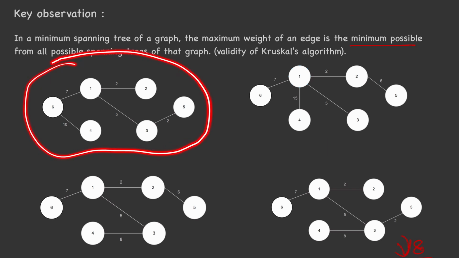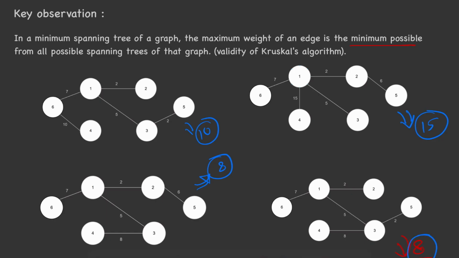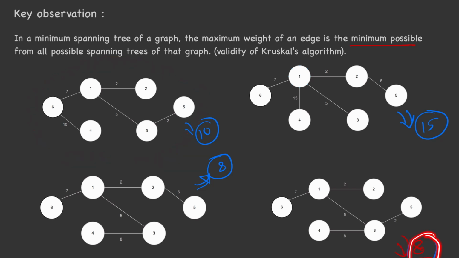See, so for this particular spanning tree, the maximum weight of an edge is 10. Let me write that as well. Maximum weight of an edge is 10. Here maximum weight of an edge is 15. Here maximum weight of an edge is also 8. And here the maximum weight of an edge is 8. Among all these values, 8 is the minimum, right? So by this key observation, you can never have a spanning tree whose maximum weight of an edge is actually less than the maximum weight of an edge of a minimum spanning tree.